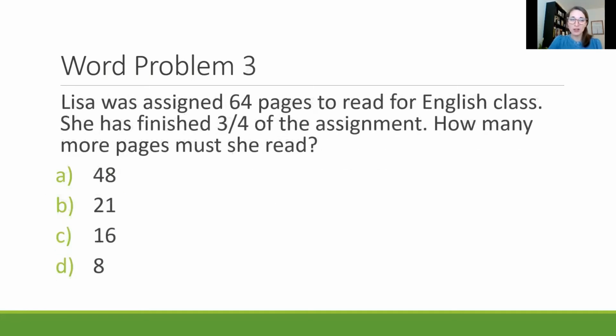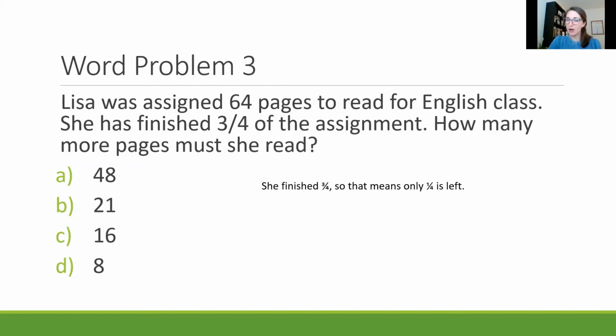For word problem 3, Lisa was assigned 64 pages to read for English class. She has finished 3/4 of the assignment. How many more pages must she read? So we know that Lisa has a total of 64 pages, and we know that she's 3/4, or 75%, of the way through that assignment. So if she finished 3/4, that means that only 1/4 is left to make the whole. So we know she still has 1/4 of the 64 pages to read.